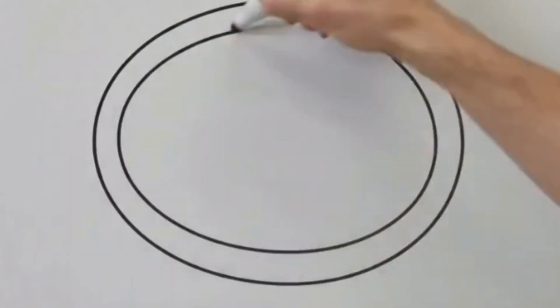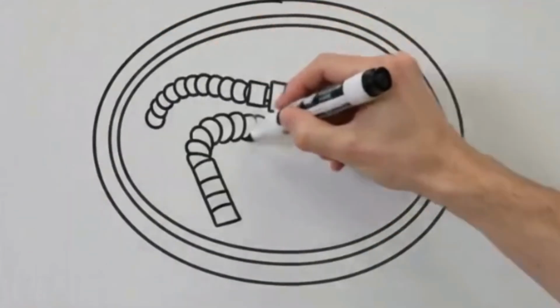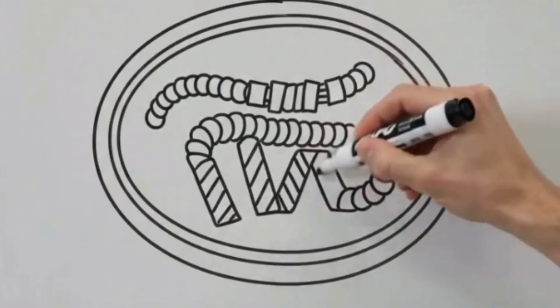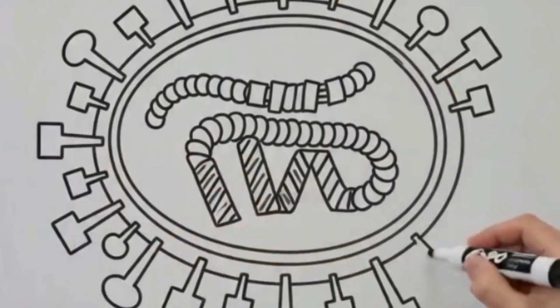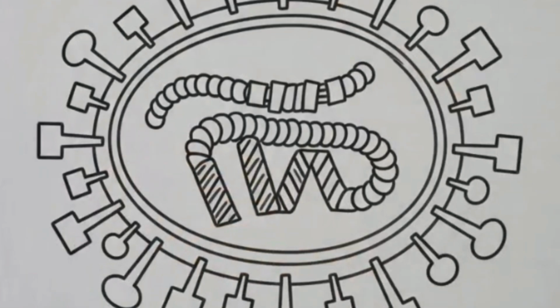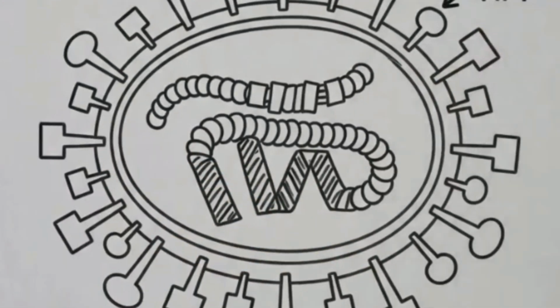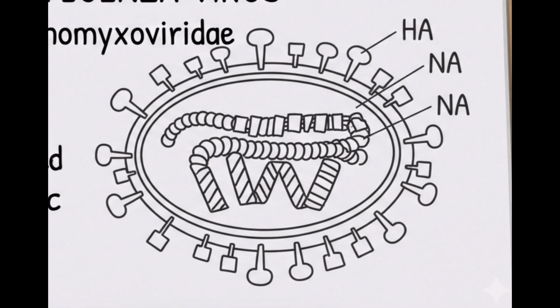Now let's understand the structure of the influenza virus. The virus has an outer lipid envelope. Inside the envelope is the viral nucleocapsid, containing the RNA genome. On the surface of the envelope, there are important glycoprotein spikes. 2 of the most important are HA and NA.